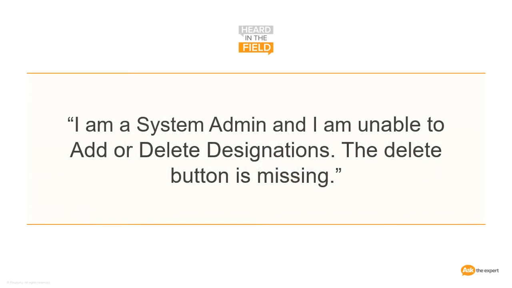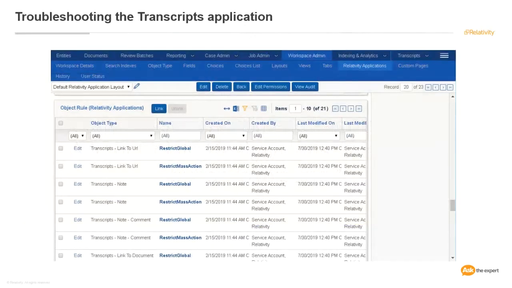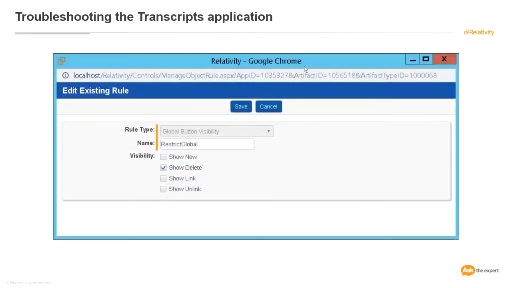Another issue that we receive is, I'm a system admin and I'm unable to add or delete designations. The delete button is missing. So system administrators have the ability to globally disable certain actions in Relativity. Now this can be configured by editing the object rules within the application. If we edit the rule entitled Restrict Global, we see that it gives us the option to show or hide certain buttons for the transcript designation object, as well as all other objects within the transcript application.